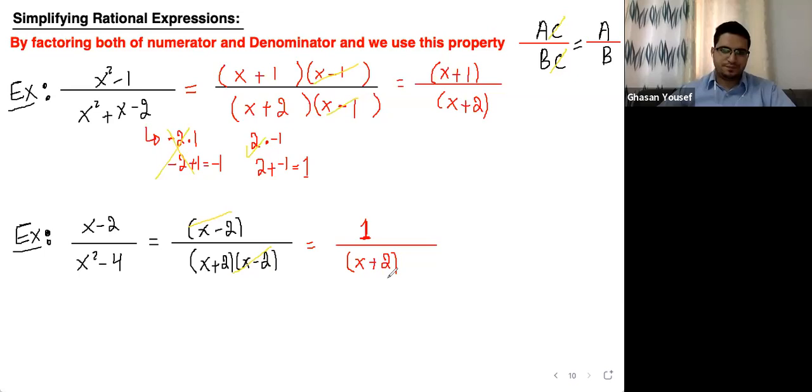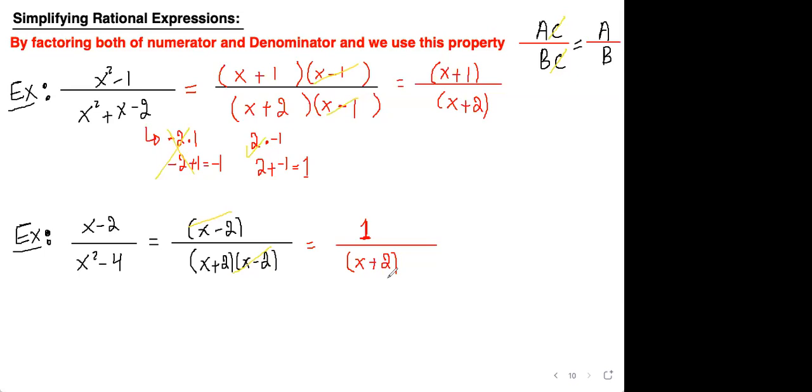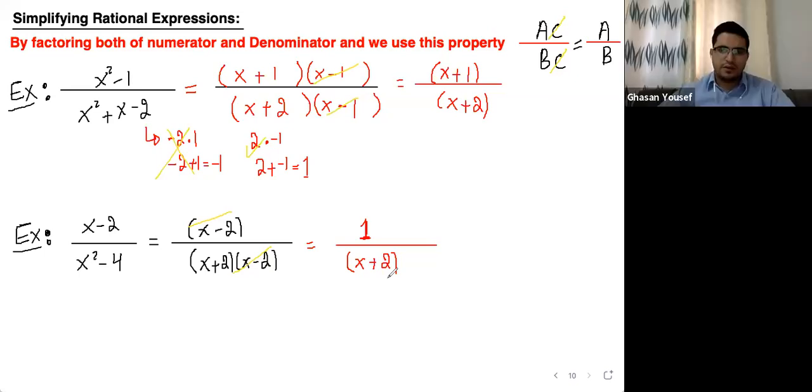Okay. So now, after these two examples, we should know how to simplify any rational expression. The idea again is that we have to factor both the numerator and the denominator. Then we use this property to cancel the common factor, and the final answer is a over b after the cancellation. Any question for this?